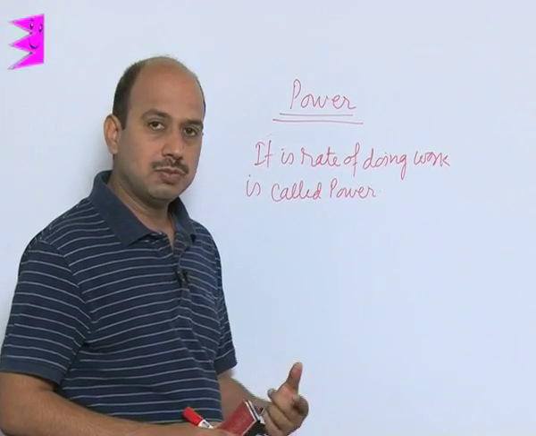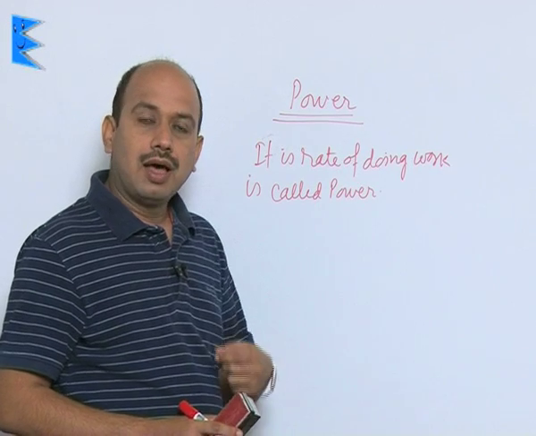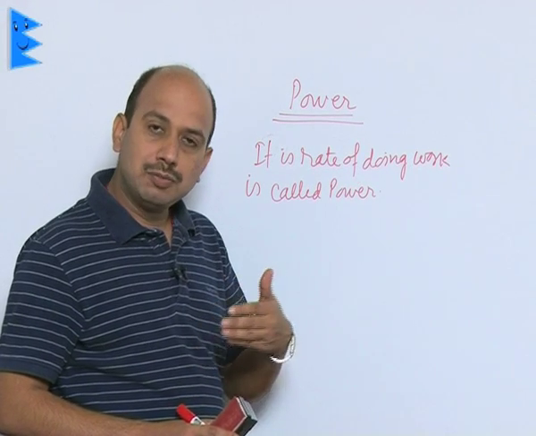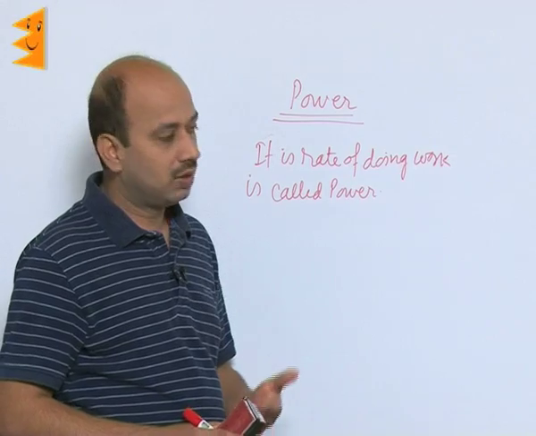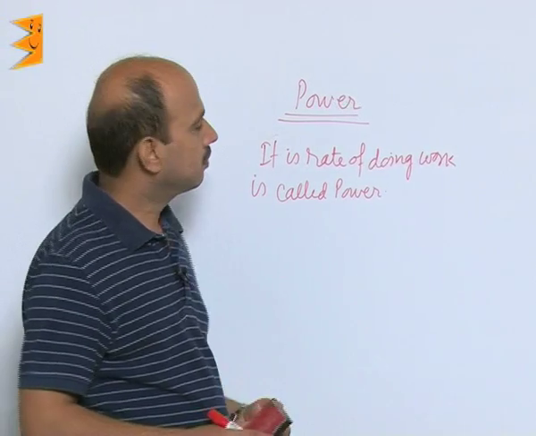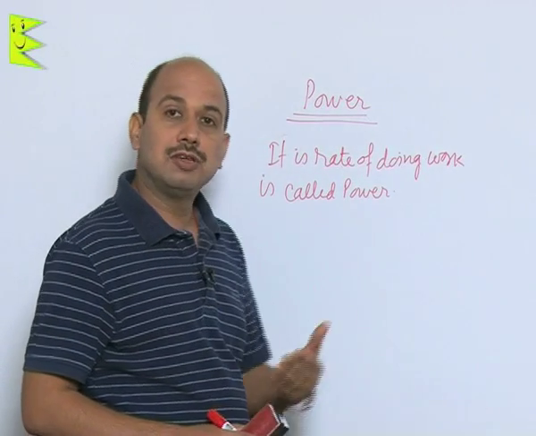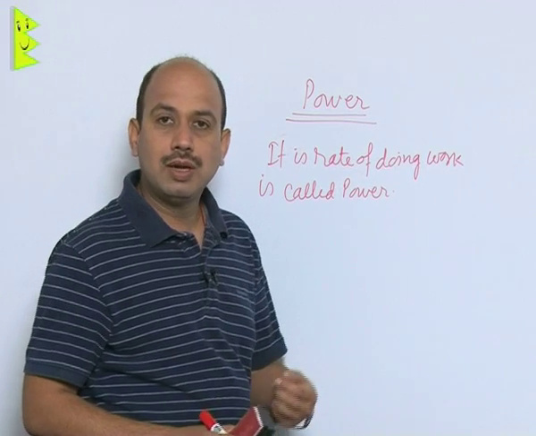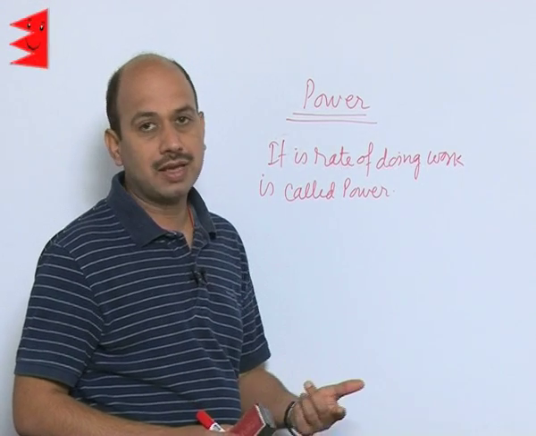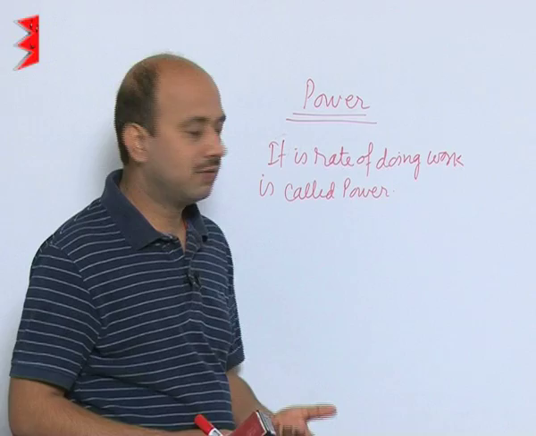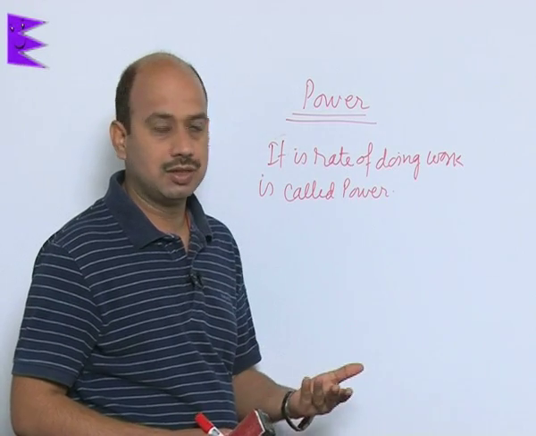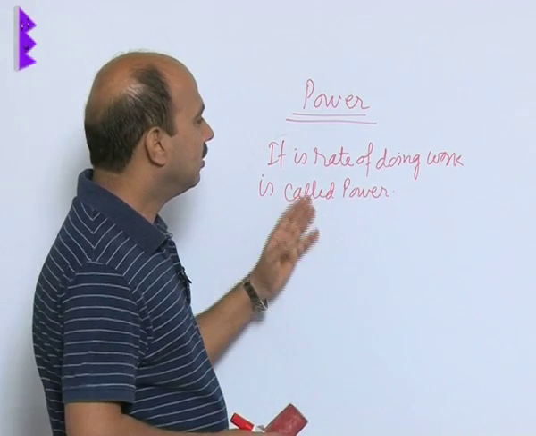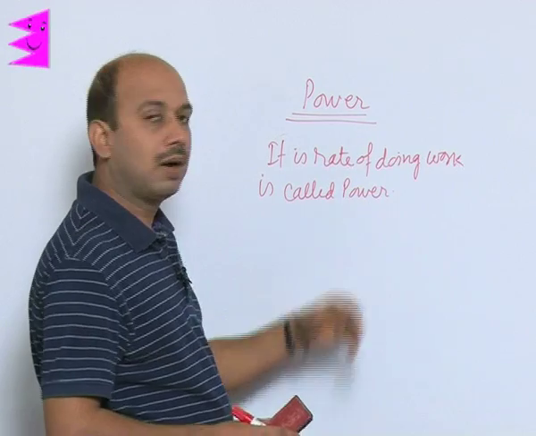If any machine is generating energy and you calculate how much energy is being generated per unit time, you can say that is the power of the machine. If any device is consuming energy, and you calculate energy consumed by the device per second, per unit time, it is referred to as the power of that device. So, the rate of doing work is called power.